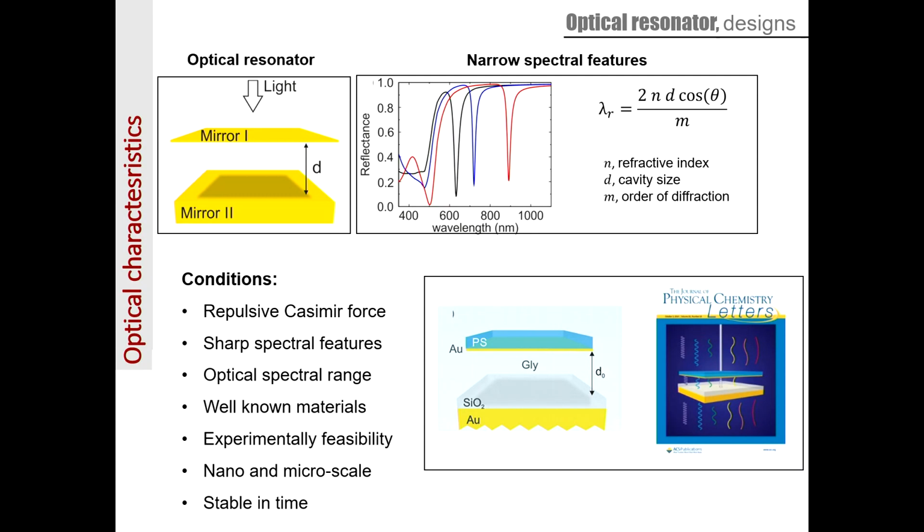So we are looking for the following conditions. We want to have a repulsive Casimir force to have a stable equilibrium position. We want to have sharp spectral features to accurately determine the equilibrium position. We want them to occur in the optical regime. We need to use well-known materials because we need the permittivity in an infinite frequency range. We need them to be experimentally feasible. We are going to work at the nano or macro scale, and we need them to be stable in time. And for this reason, for instance, we discarded alcohols because they evaporate very easily in time.